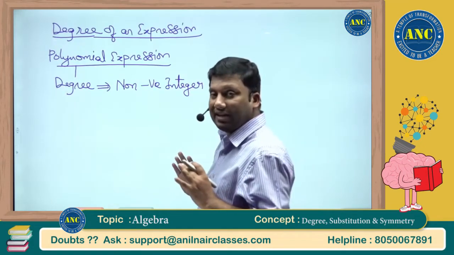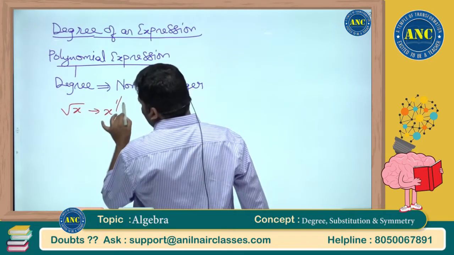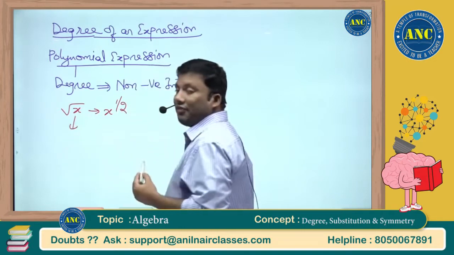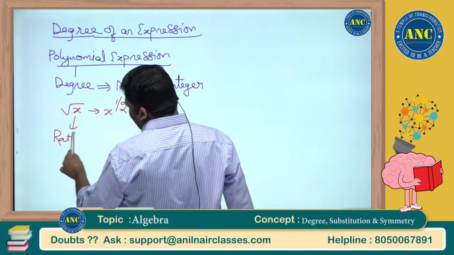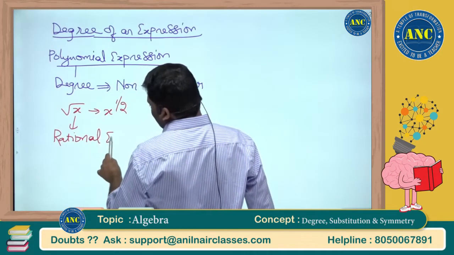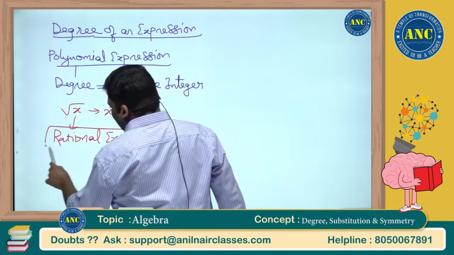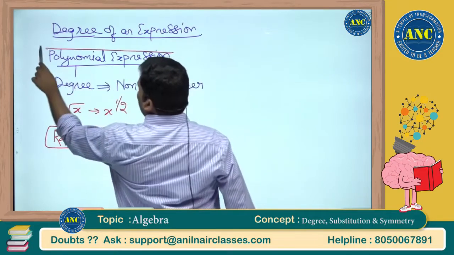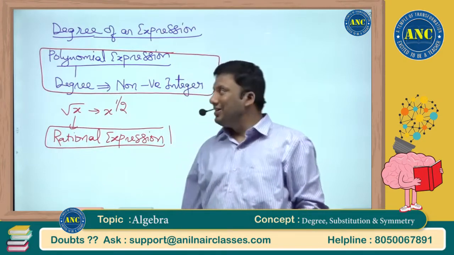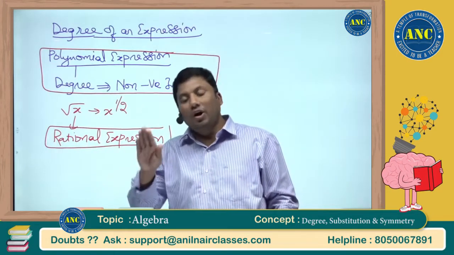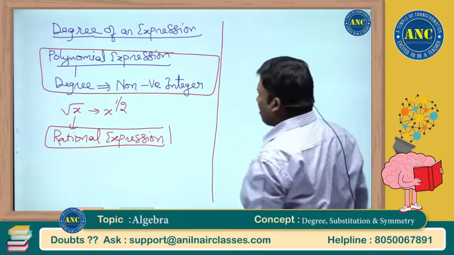I hope the idea is clear. Suppose I take root x, root x is x power half. So this is a power of x that is a fraction. Then it is called a rational expression. A rational expression can take powers that are negative or a fraction. But for a polynomial expression, the degree will always be a non-negative integer. I hope the concept is clear.